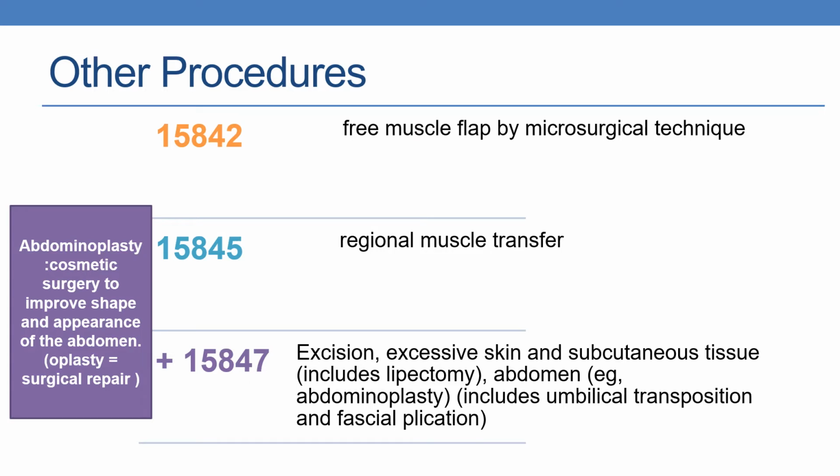The next is an add-on code plus 15847. Excision, excessive skin and subcutaneous tissue, including lipectomy, abdominoplasty, including umbilical transposition and fascial plication. List separately in addition to code for primary procedure. We must use 15847 in conjunction with 15830.